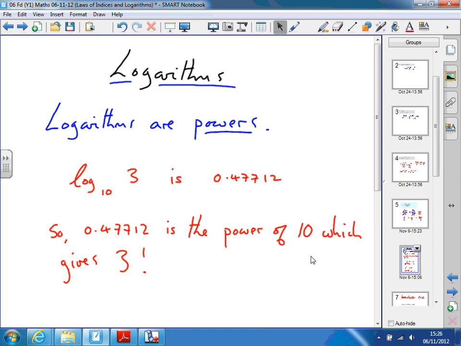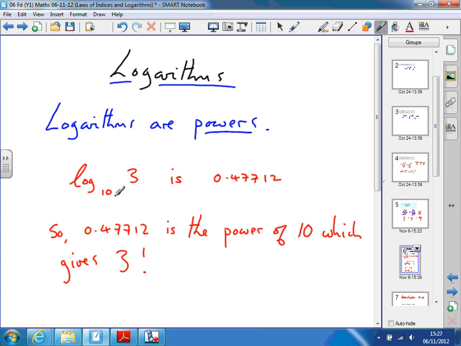Logarithms, they're powers. And a power is always to some base. So if we look at this example, the logarithm of 3 means the logarithm to the base 10 of 3. If you get your calculator out, you'll see a log button on there, LOG. It doesn't say the 10, so it's assumed that the base is 10. That log button always has base 10. So if I work out what the log of 3 is, I get 0.47712.